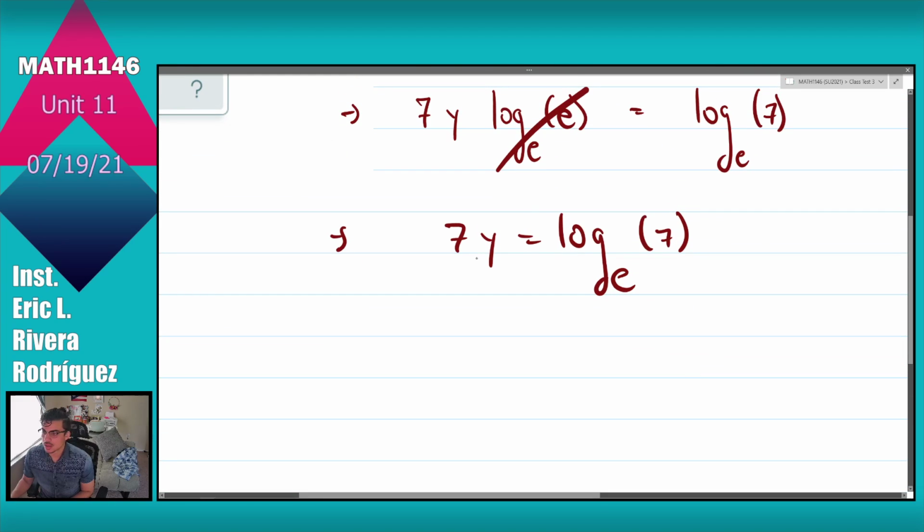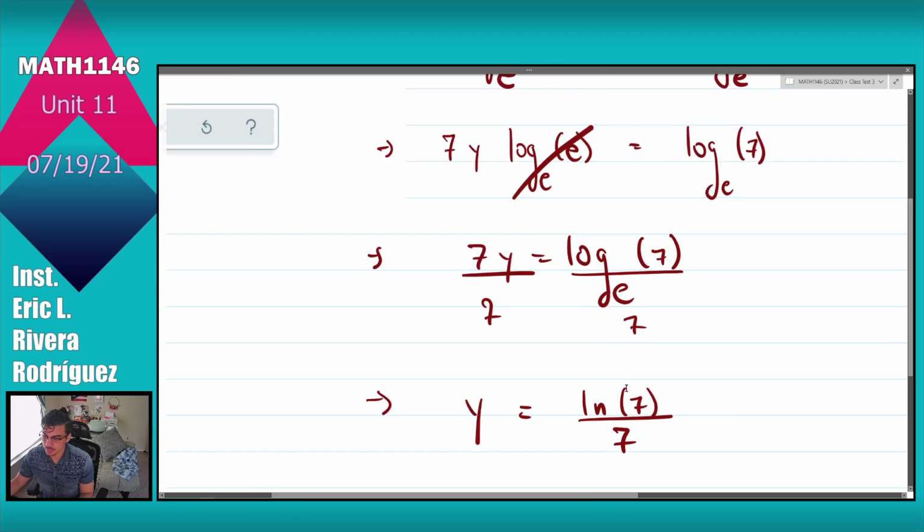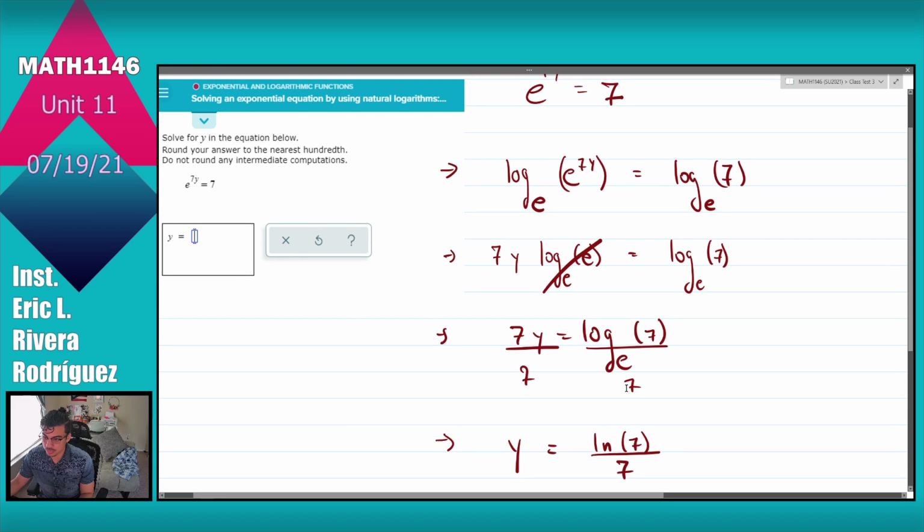Okay. We divide both sides by 7, and y is equal to log. I'm going to use ln. Okay, natural log is the same as log base e. ln of 7 over 7, and this is the value. Remember that ln of 7 is just a value. Okay, the only thing is that we are using a different method to write that value. So that is the value of y.